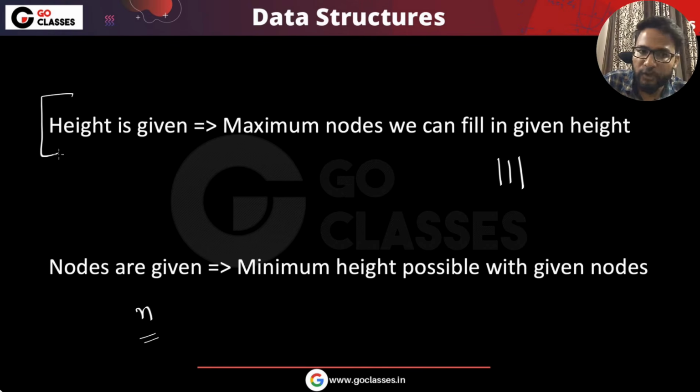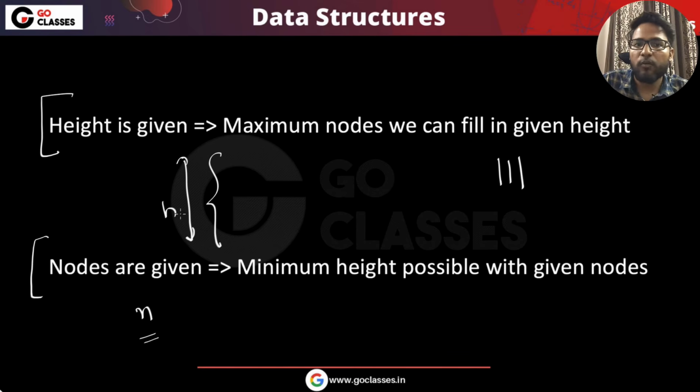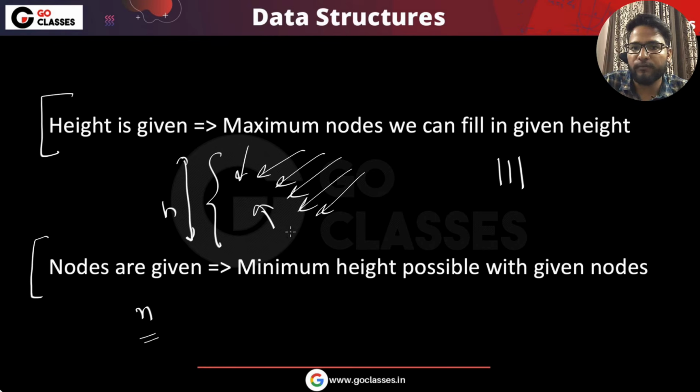This is very intuitive. This is not much intuitive. That's why I'm explaining this to you, because they may ask in this way also. So the first way is saying that height is fixed to be h, and then they are asking how many maximum number of nodes you can fill in here. Maximum number of nodes you can fill in here. This is the first way of asking the question. A similar question can be asked in this way.